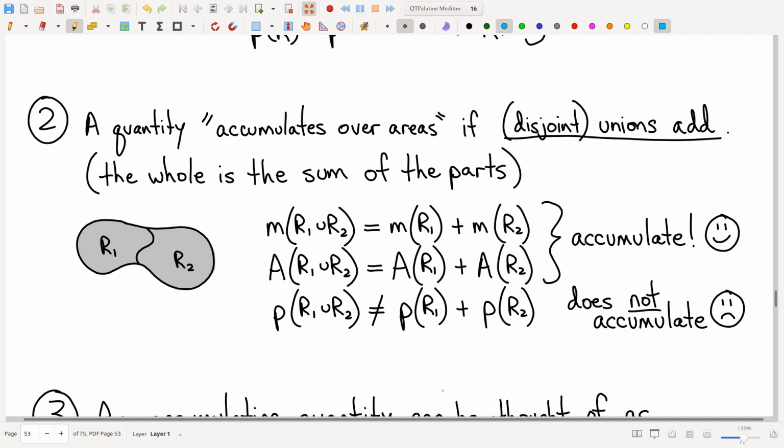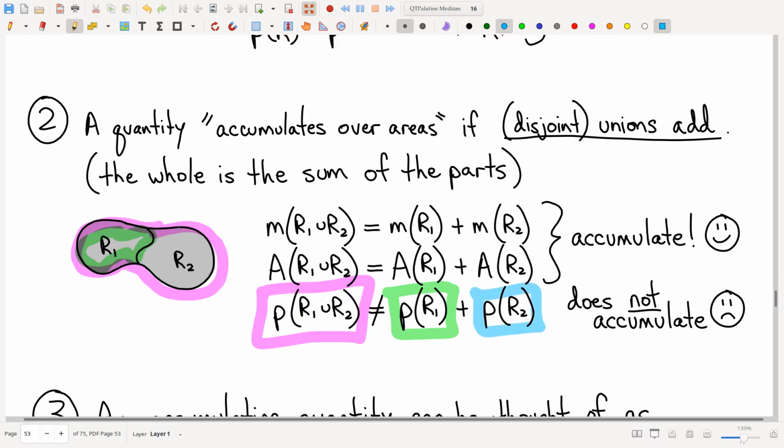The perimeter of the whole just is not equal to the perimeter of the left plus the perimeter of the right. In some sense, where you slice it creates more perimeter. Is everybody on board with that?